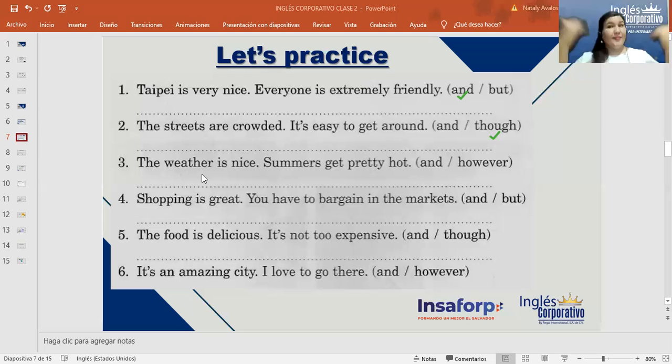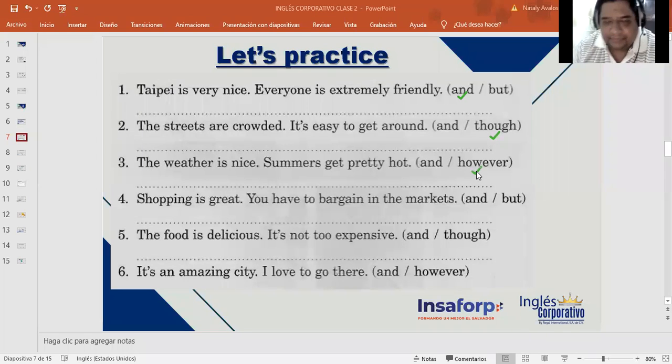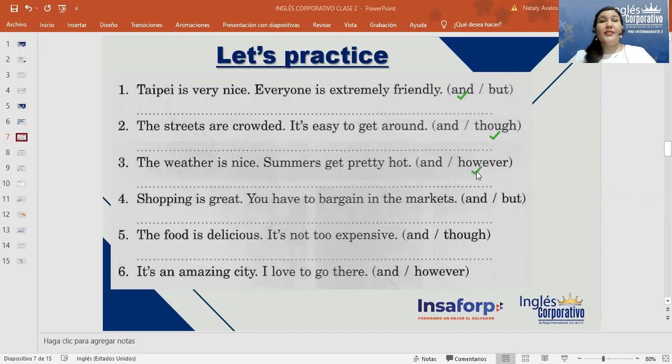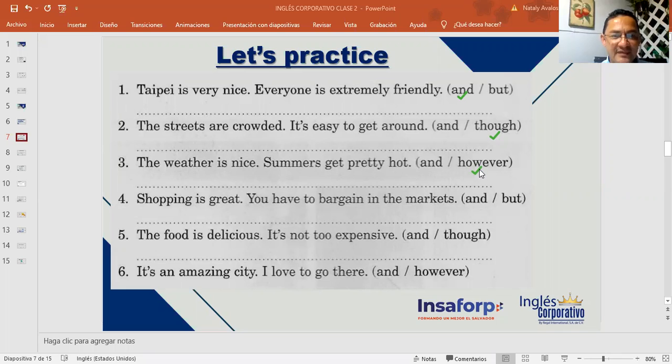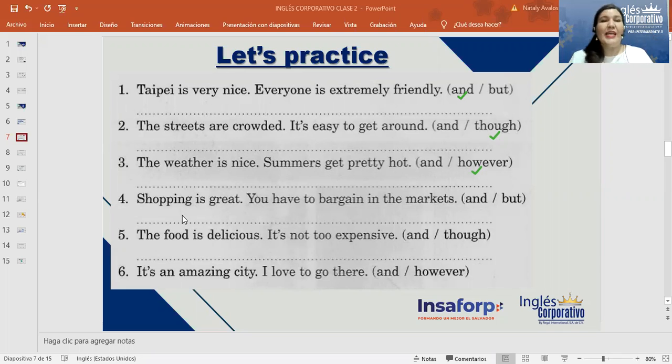Listen to the next one. The weather is nice. Summers get pretty hot. And or however? However, because we are not adding information. We are contrasting, right? So the sentence is going to be: the weather is nice. Summers get pretty hot, however. Repeat. The weather is nice. Summers get hot, however, right?